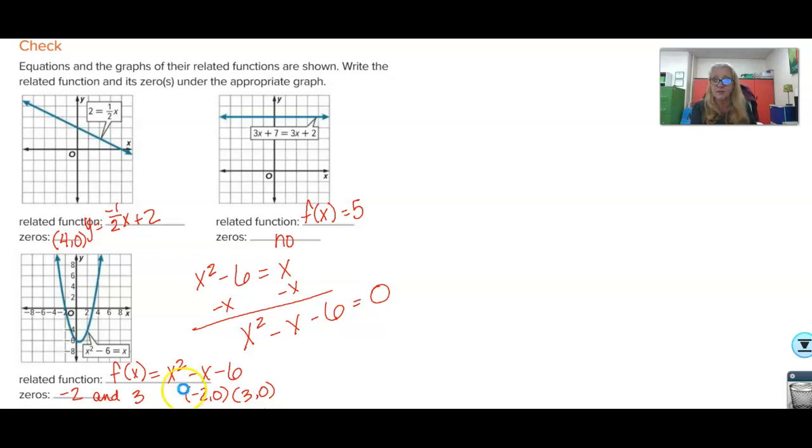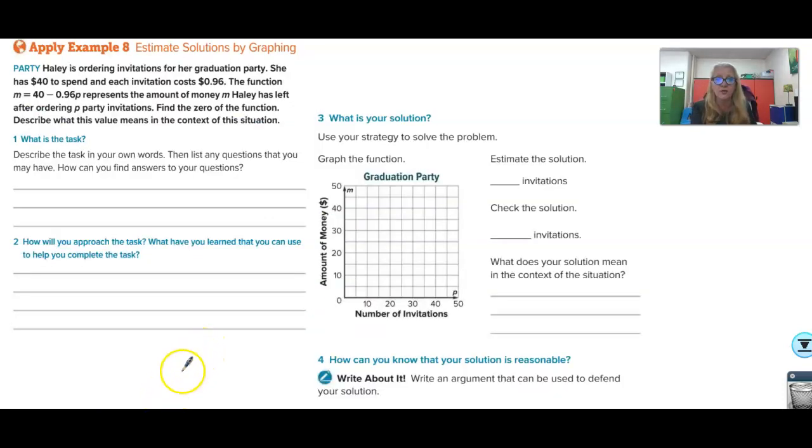I'm having a good time. I don't know about you guys. I think this is super fun. Oh, good. This looks even more fun than the one before it.